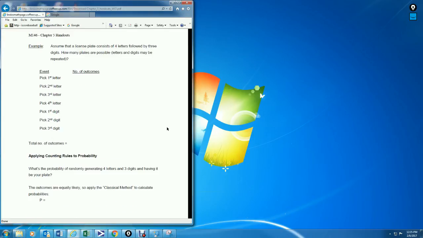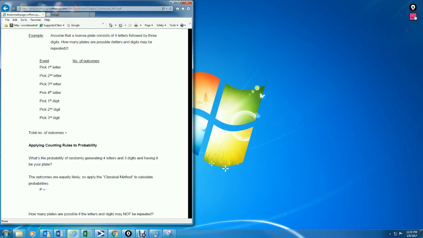All right, so for example, assume that a license plate consists of 4 letters followed by 3 digits. How many plates are possible, assuming that the letters and digits may be repeated? So your events are, well, I got to pick my first letter. How many outcomes? There's 26 letters in the alphabet, so obviously it's 26. I'm going to pick the second letter, keeping in mind that we can repeat letters. So there's still 26 outcomes. Third letter, still 26. Fourth letter, 26.